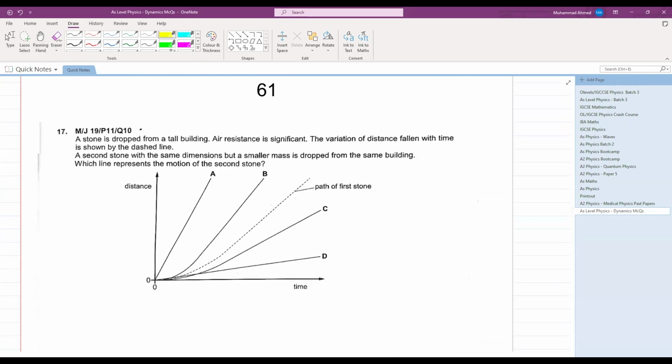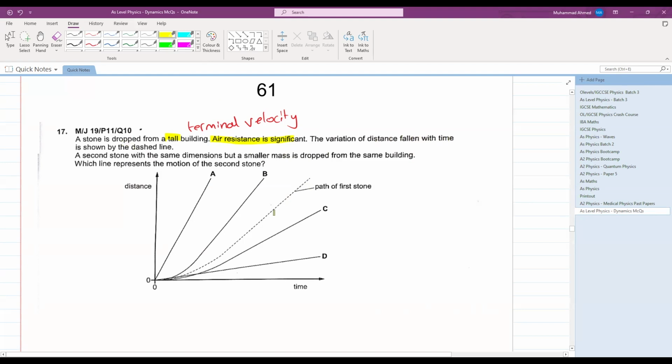A stone is dropped from a tall building. Perfect. As soon as I see tall, I know that this question will be talking about terminal velocity. The next statement proves my suspicion. Air resistance is significant. Perfect. The variation of distance fallen with time is shown by the dash line.